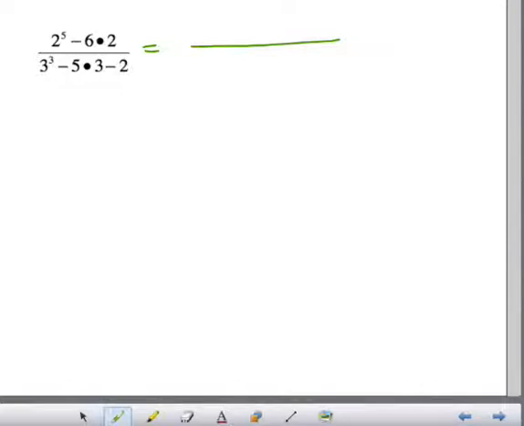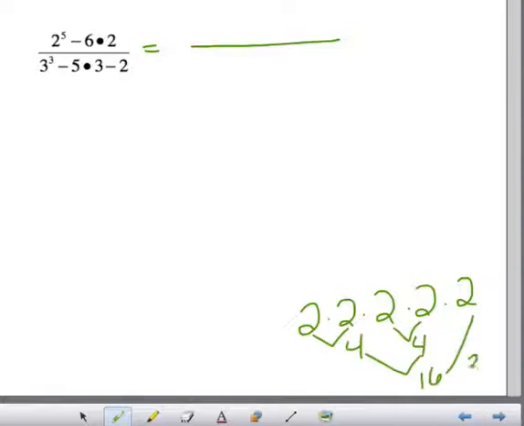Following my order of operations on the top, I've got parentheses? No, don't have any. Exponents? Yes, I've got 2 to the 5th power. So I've got to figure out what 2 to the 5th power is. So 2 times 2 times 2 times 2 times 2. That's 4, that's 4, that's 16, times 2 is 32. So I've got 32 minus 6 times 2.